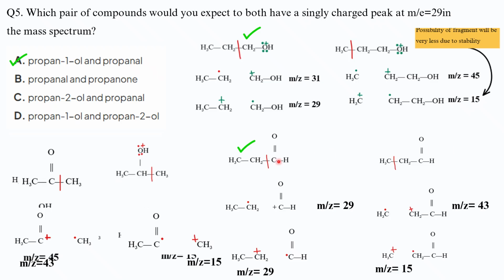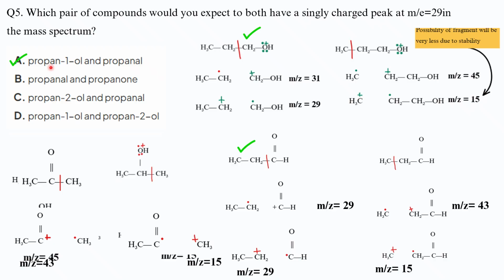Now, here is another question. Which pair of compounds would you expect to both have a singly charged peak at m/z equals 29 in the mass spectrum? This means we are provided with these structures and we have to tell which pair will have the m/z peak at 29. So firstly, we will draw their structures.